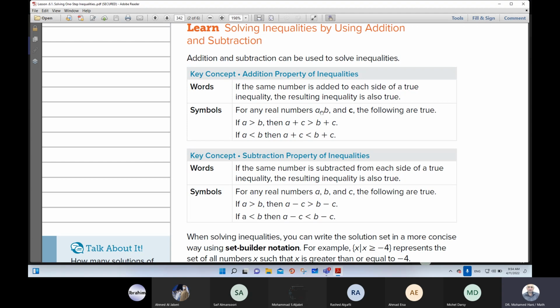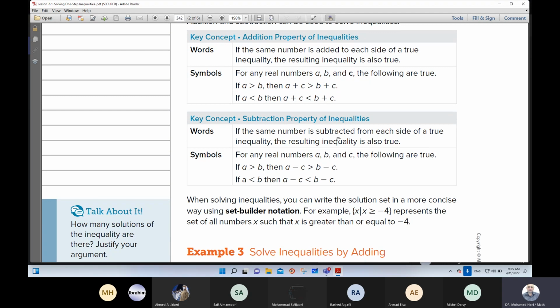For any real numbers A, B, and C, the following are true. If you have this inequality A greater than B, and you add the same number to the two sides, plus C here and plus C here, so A plus C greater than B plus C. And if you have this inequality A less than B, if you add the same number, plus C here and plus C here, you will have the same sign. A plus C less than B plus C. This is the meaning of the addition property of inequalities.